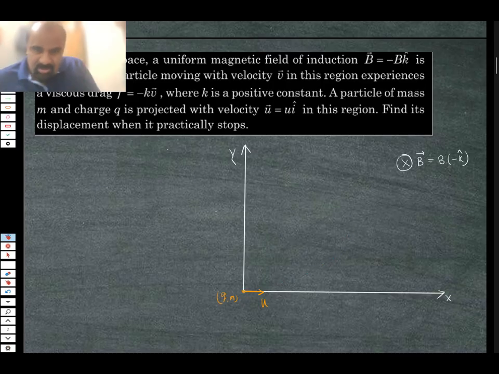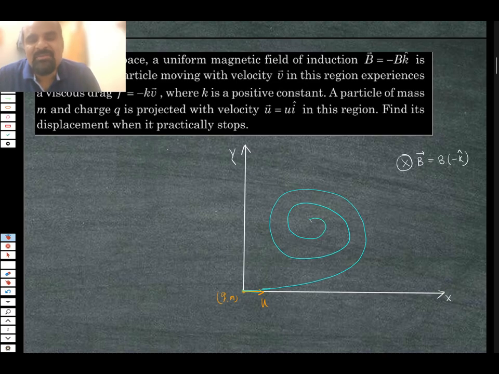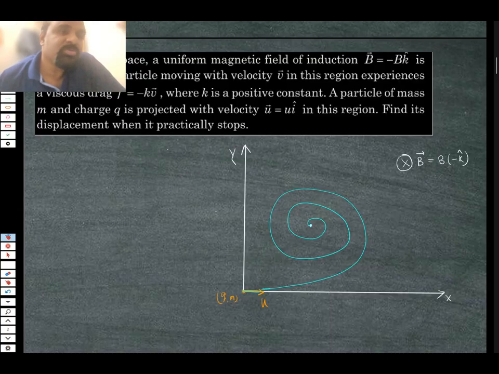Let me try to draw a little better diagram if I can. So first the motion will be this way. It's going to go this way, this way, this way, and eventually, let's say here, it comes to a stop. By the way, in these types of cases, if they ask you the time before it stops, the time will come out to be infinite. But they are not asking time, they are asking displacement. So eventually it will practically come to a stop. Then this is going to be the displacement vector.